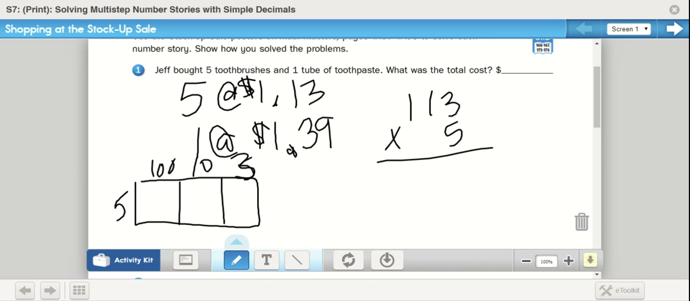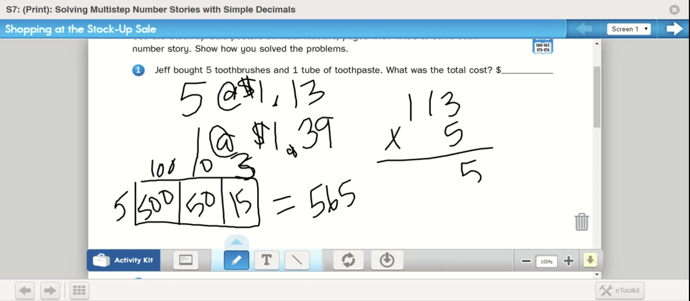So I have 113 broken up over here in the box method, which is 100, 10, and 3, times 5. So 5 times 100 is 500. Okay, 5 times 10 is 50. And 5 times 3 is 15. It equals 565.